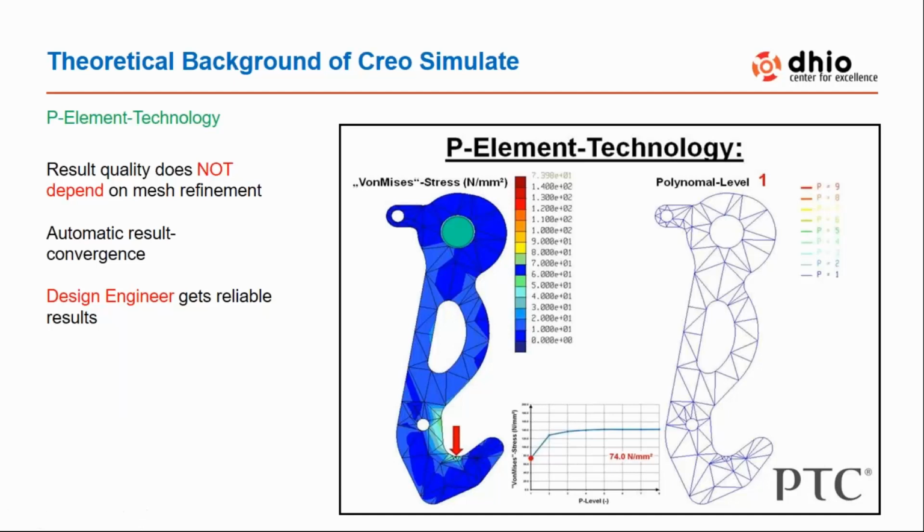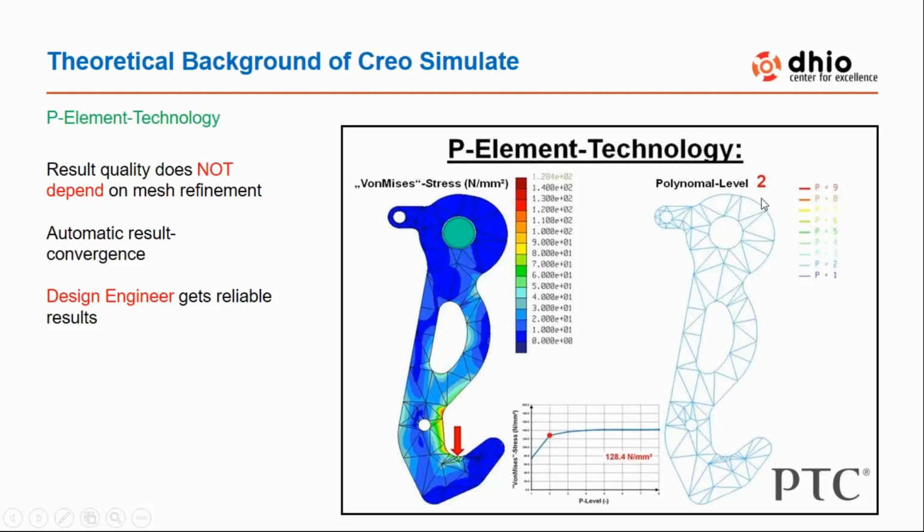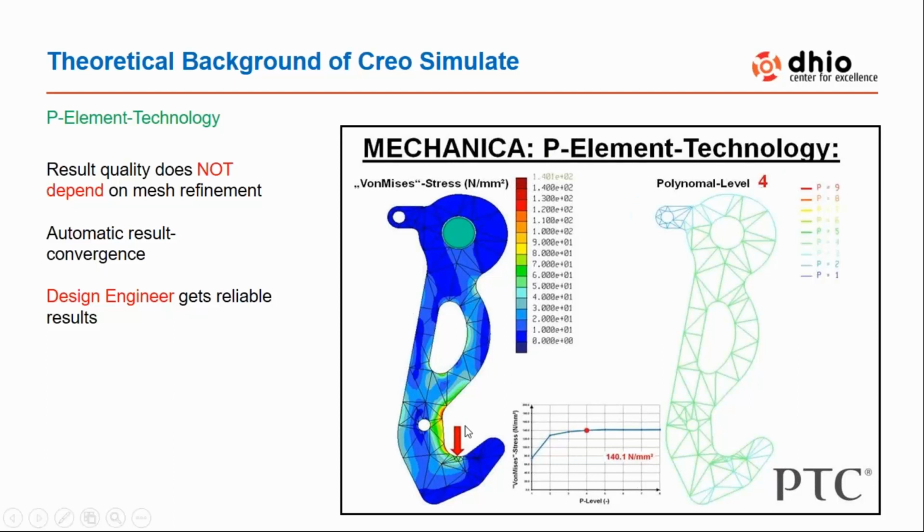All the time, results quality does not depend on the mesh refinements. So automatic mesh convergence, as design engineers, you can just see the convergence over here. This is the polynomial of order 1 and the corresponding 1 mesh stress. And I'm just increasing to polynomial order 2. Just see the level changes of the stress results over here. So you can see the result changes, the result contours.